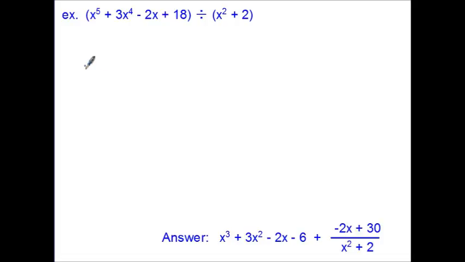Also, another thing that's really, really helpful is as you're starting to set this thing up, any missing powers of x, in either half of this thing, basically what you want to do is add in placeholders, if you will.